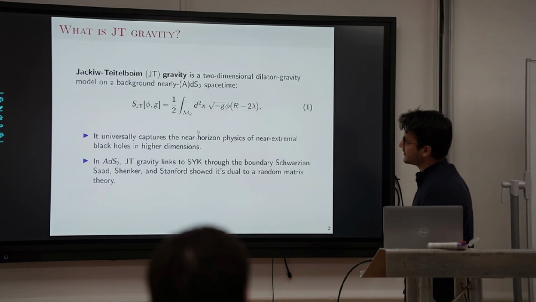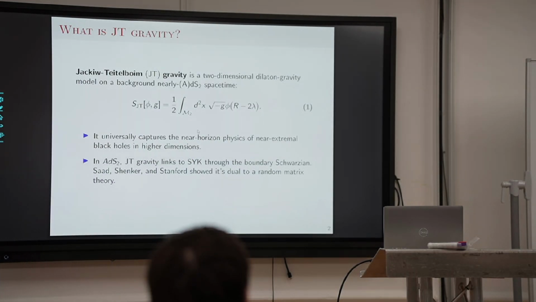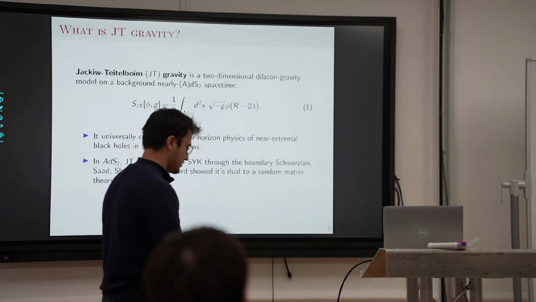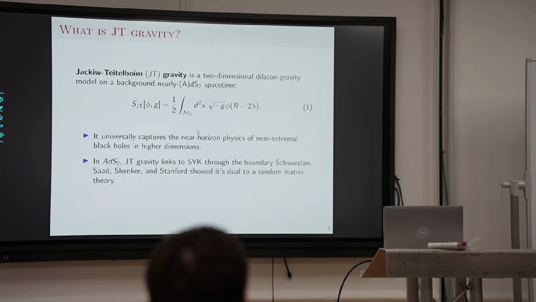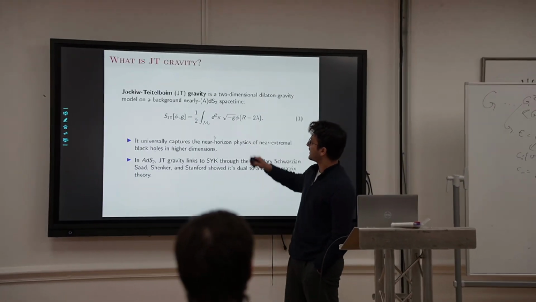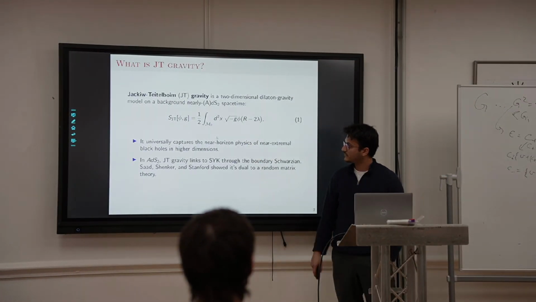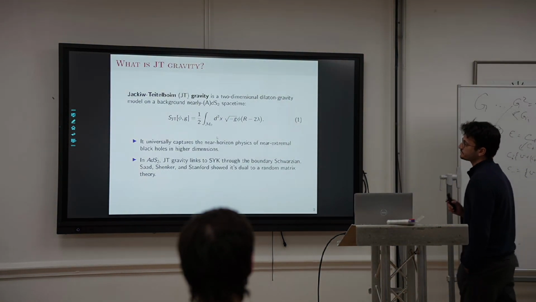So let me start. What is JT gravity? JT gravity is a two-dimensional dilaton gravity model, which you model on a nearly anti-de Sitter or de Sitter two-dimensional space-time background. And the action looks like this, it's a very simple action. You basically have phi as the dilaton, and little lambda is what we will call throughout this talk the cosmological constant.